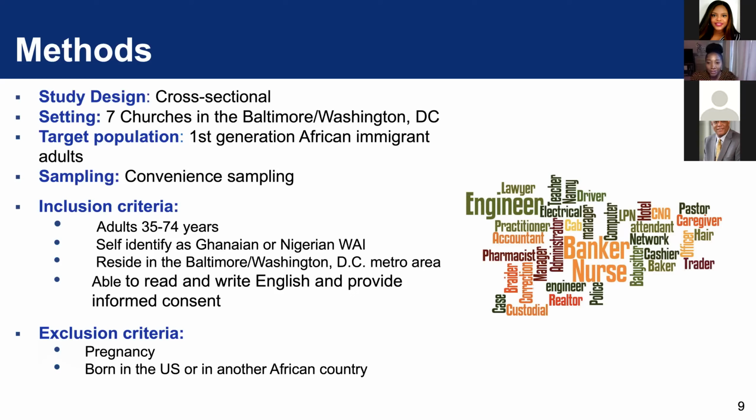So there were bankers, accountants, cab drivers, right? So churches don't discriminate and limit participation based on socioeconomic status, for instance. And we included adults ages 35 to 74. And we selected Ghana and Nigeria as the target countries because they make up the larger segment of the African immigrant population in the metropolitan area. And we excluded participants who were pregnant or were born in the US or another African country.